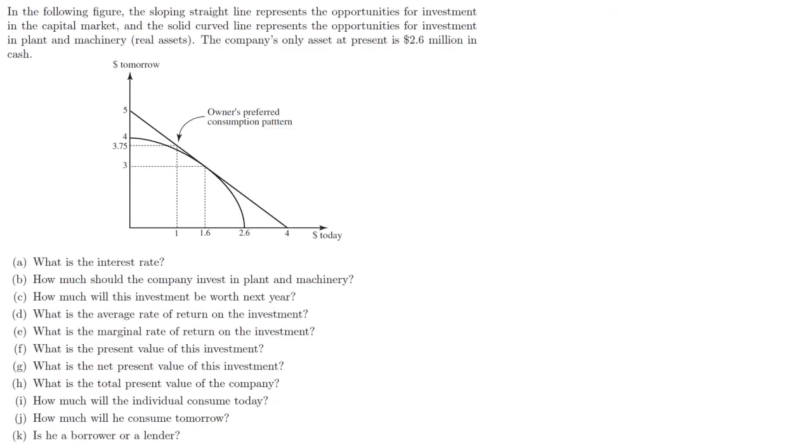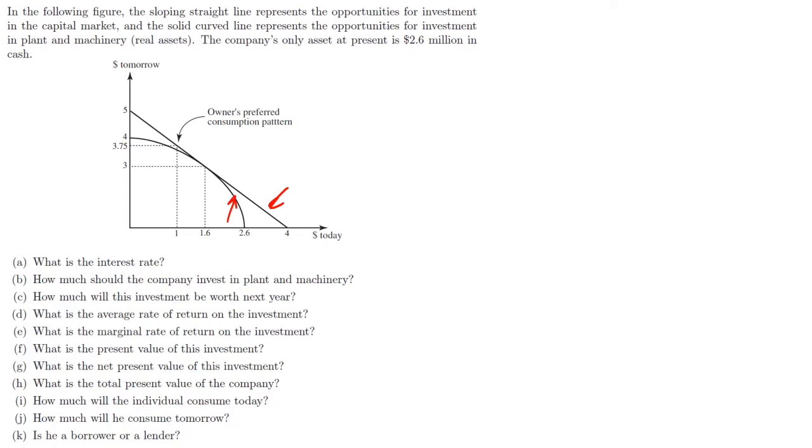So this is what the problem will look like. It looks a little daunting, but we'll break it down into its component pieces and go from there. So let's just start with a question. In the following figure, the sloping straight line represents the opportunities for investment in the capital market. So the sloping straight line, that's that one. And the solid curved line represents the opportunities for investment in plant and machinery. So we're talking about this curve.